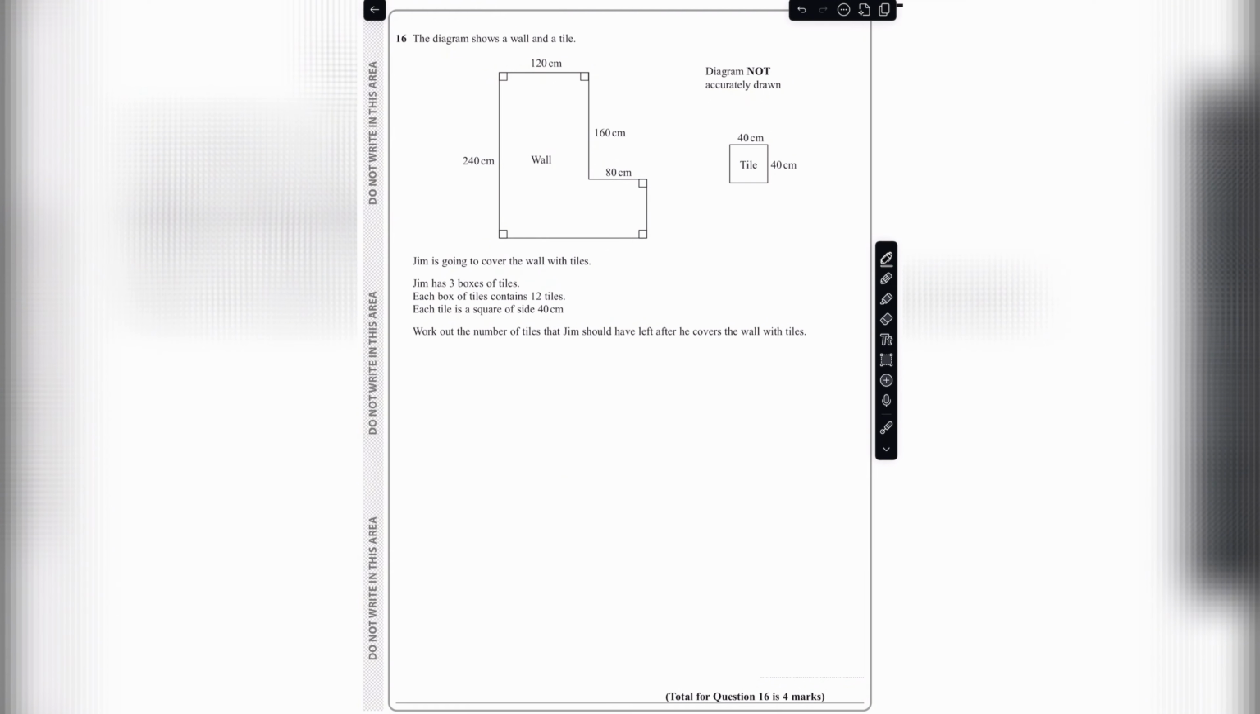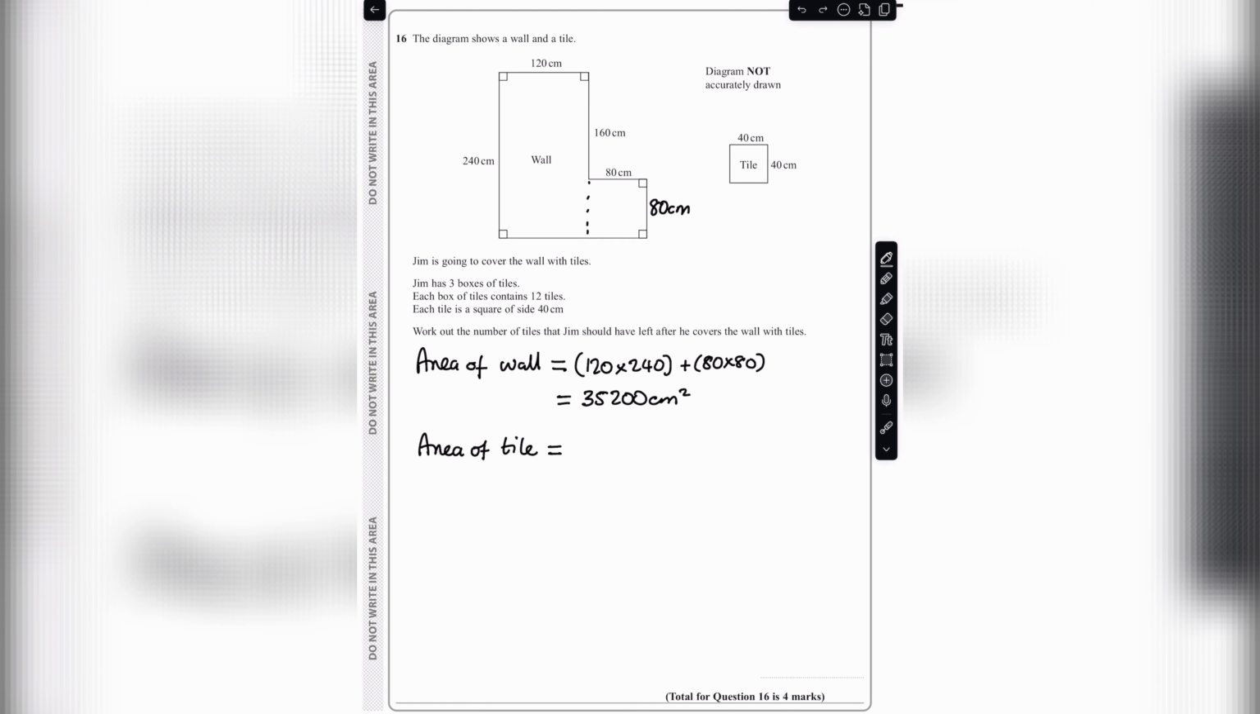So the first thing we need to work out is the area of the wall. And if we split our wall up, we know that this length is 80 centimeters. So the area of our wall is 120 multiplied by 240 plus 80 multiplied by 80. And when you put all of that into your calculator, you get 35,200 centimeters squared. And the area of a single tile can be obtained by multiplying 40 by itself, and that gives us a value of 1,600 centimeters squared. So in order to determine the number of tiles that Jim will need to cover the wall, we need to divide the area of our wall by the area of our tiles, and that gives us a value of 22.